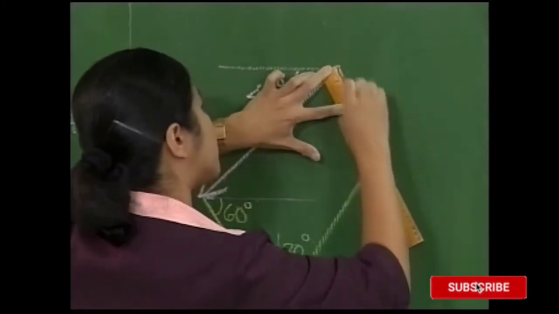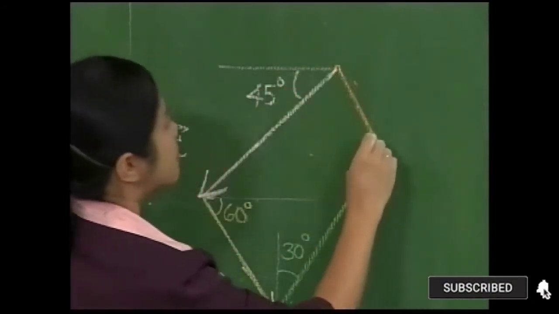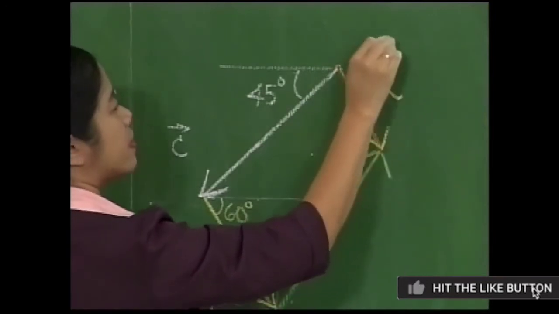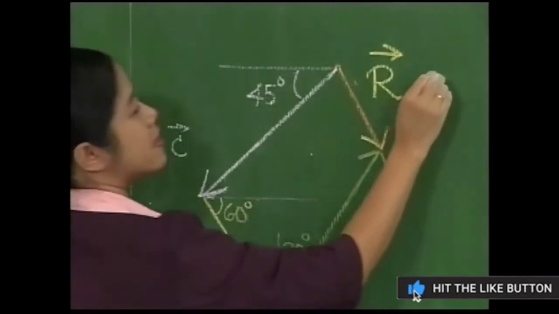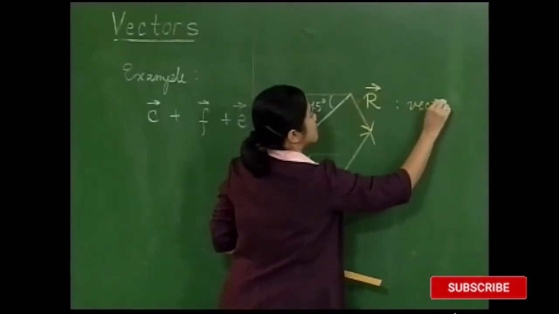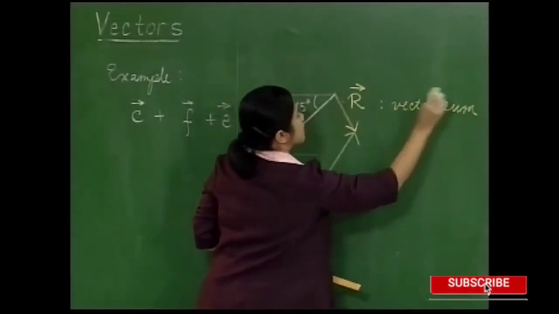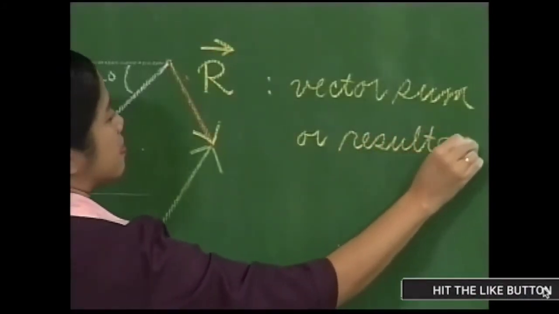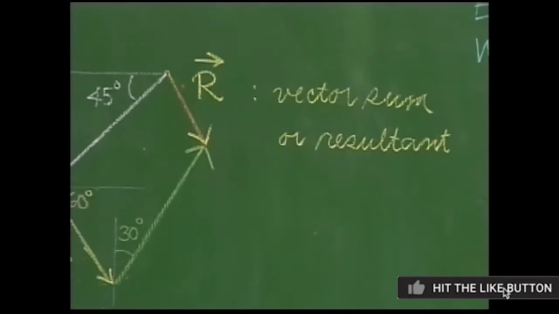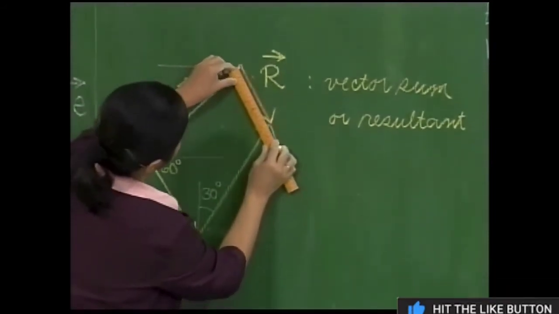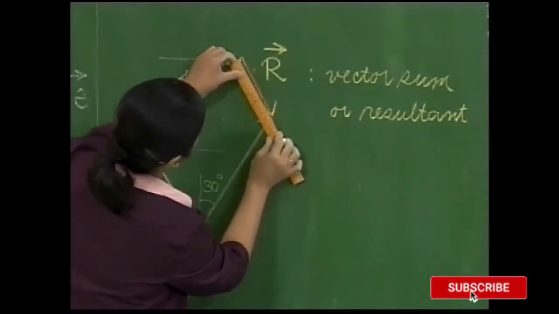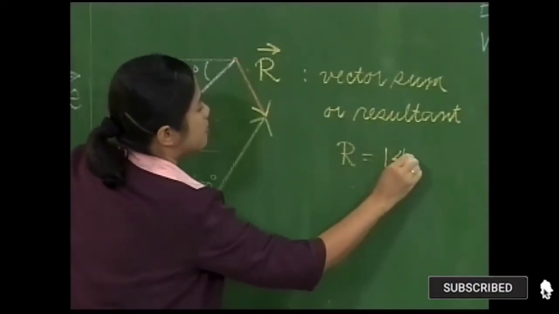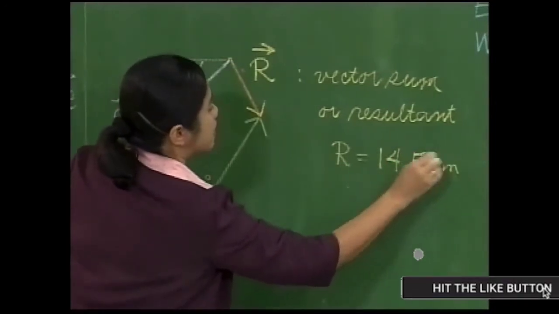So here is my resultant vector. This is my R. This is the vector sum or resultant vector. The length of R is 14.5 centimeters. So is 14.5 centimeters.